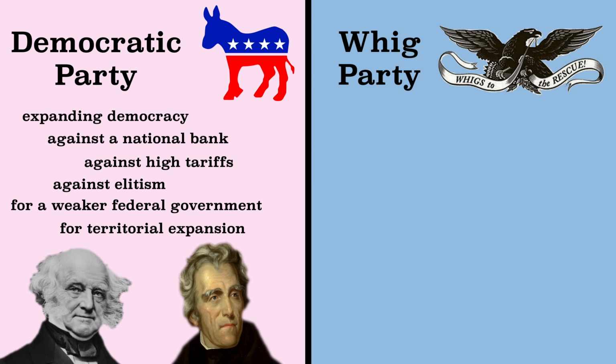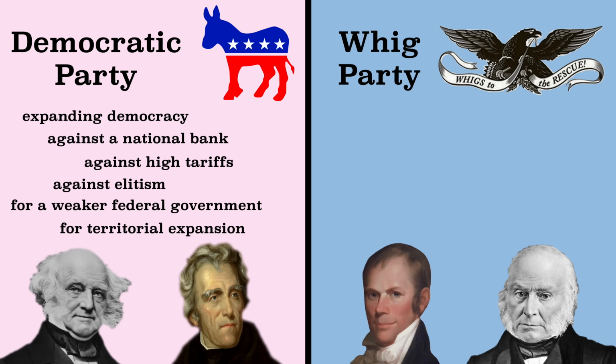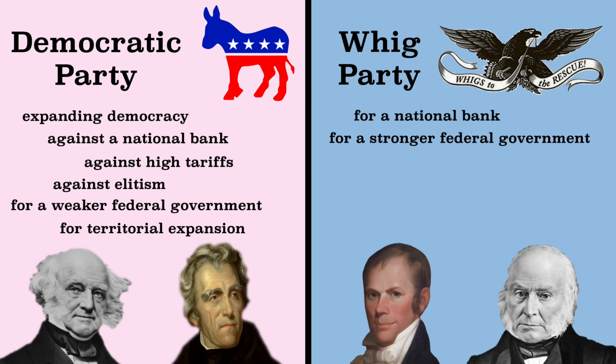On the Whig Party side, led by folks like Henry Clay and John Quincy Adams, they basically were for everything Andrew Jackson was against. They wanted a national bank, a stronger federal government, higher tariffs, and were even implicitly cool with elitism.